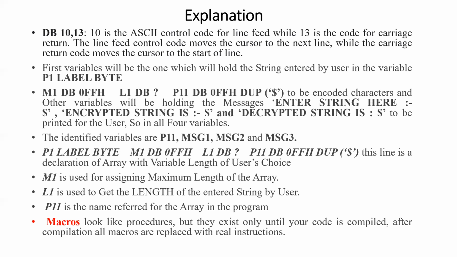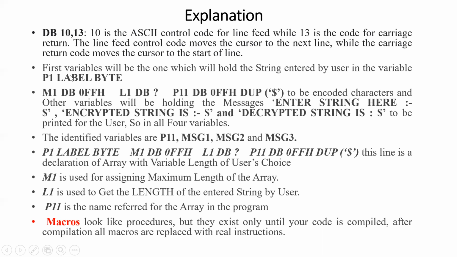So whenever you're writing a string, to take it to the next line we require the line feed control code, and then the carriage return control code. These are the two different things you define with DB 10 comma 13. 10 is the ASCII control code for line feed, to go to the next line, and to return back to the start of a line we require 13. So DB 10 comma 13, hope it is understood.